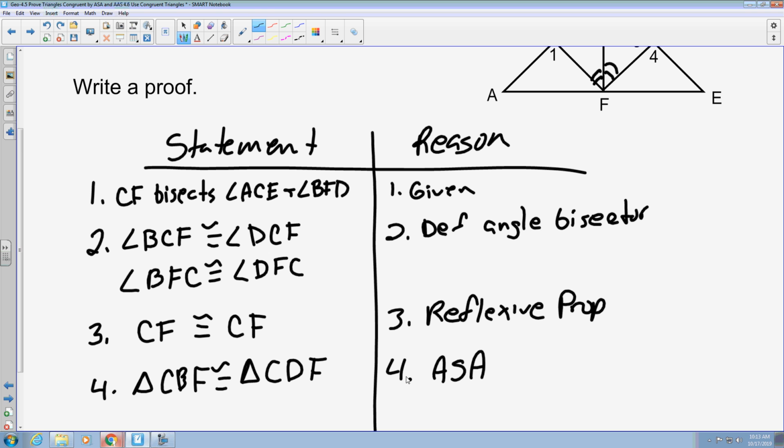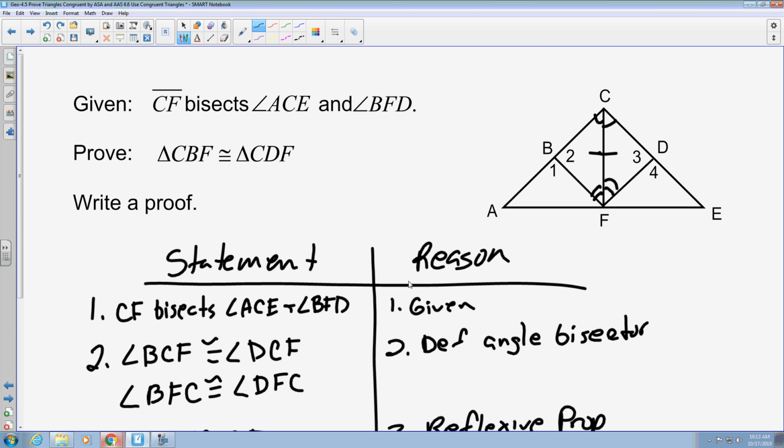And that is being able to prove triangles are congruent by ASA or AAS. Hope this helps.